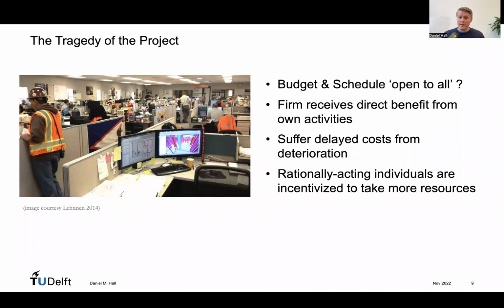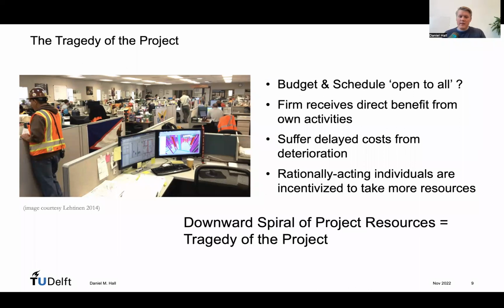Similarly, we suggest there could be a similar tragedy of the project in a collaborative project delivery model setting. The budget and schedule become open to all. All signatory parties have a contractual right to withdraw resources as they use them. And if they are rationally acting, they might over-allocate resources to their own project teams to the detriment of the overall collaborative project. And then this results in a downward spiral of project resources, or a tragedy of the project. But we haven't seen that very often in collaborative projects like integrated project delivery. In fact, we see a lot of examples of success. So what's really going on here?